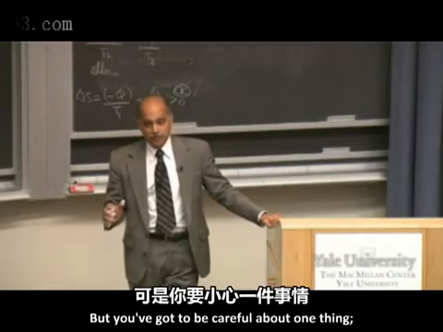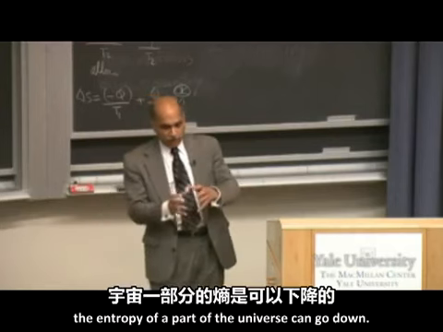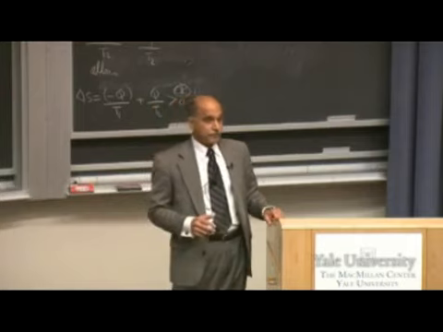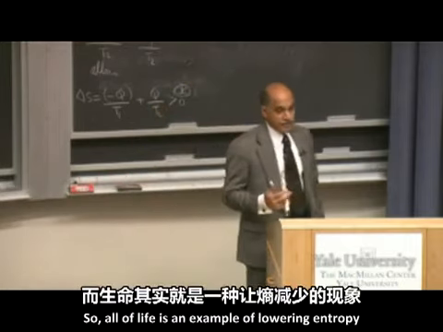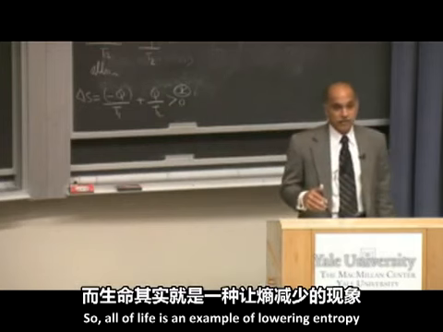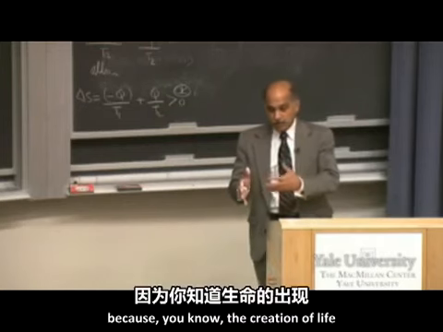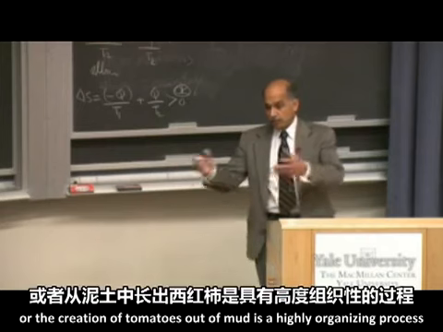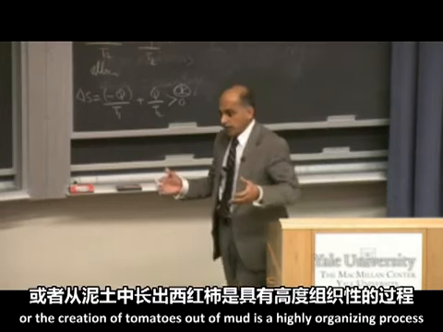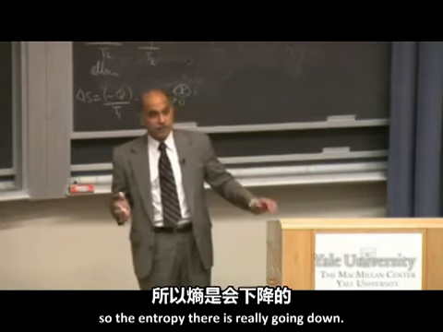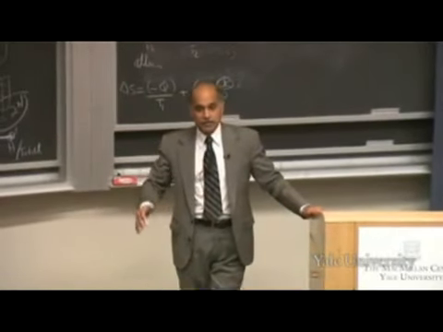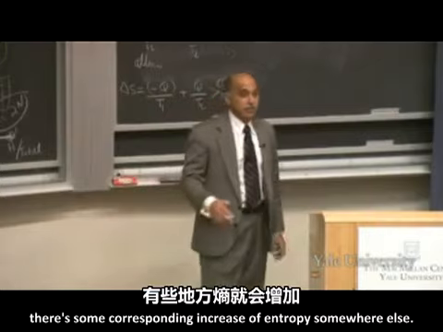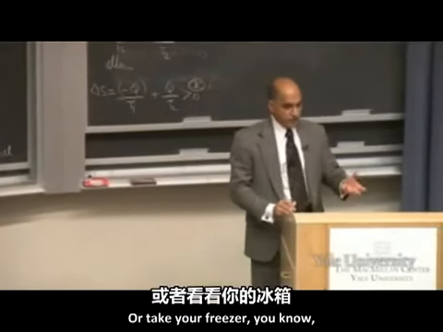But you've got to be careful about one thing. The entropy of a part of the universe can go down. It's just that the entropy of the whole universe will not go down. So all of life is an example of lowering entropy. Because the creation of life, or the creation of tomatoes out of mud, is a highly organizing process. So the entropy there is really going down. But if you kept track of the rest of the world, you will find there's some corresponding increase of entropy somewhere else.